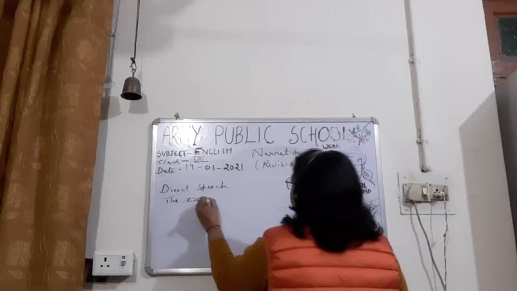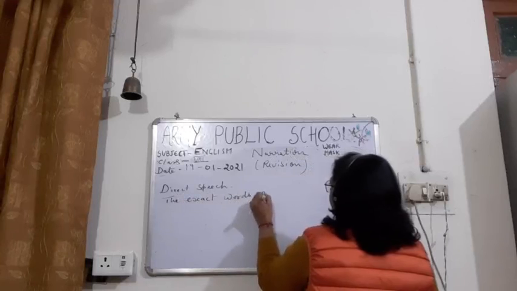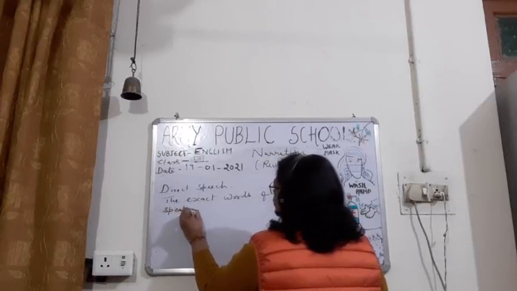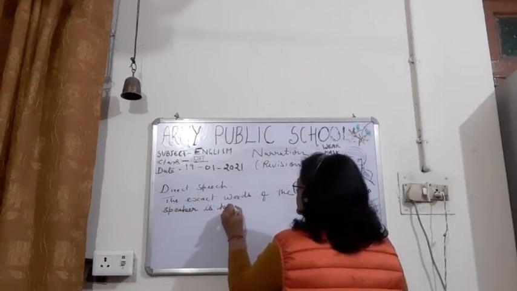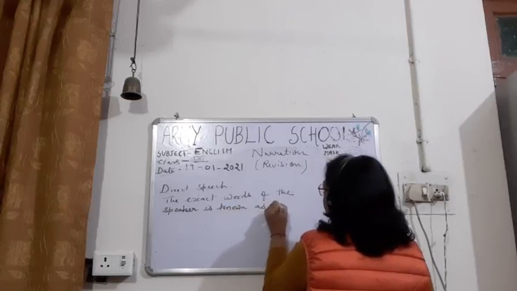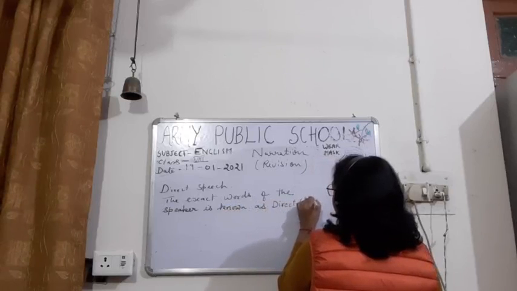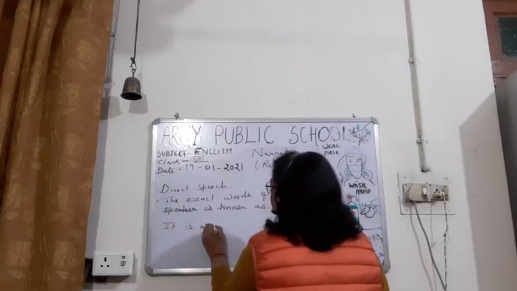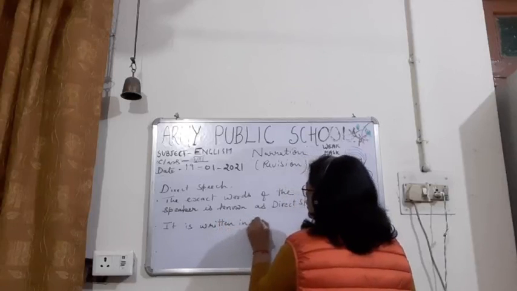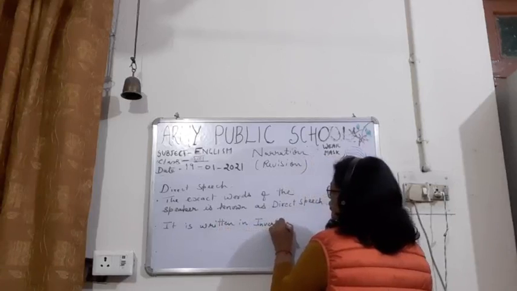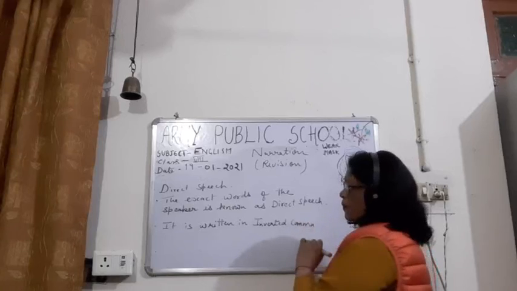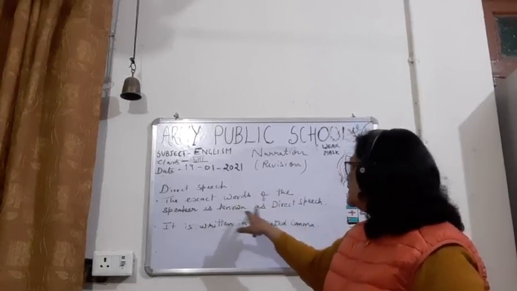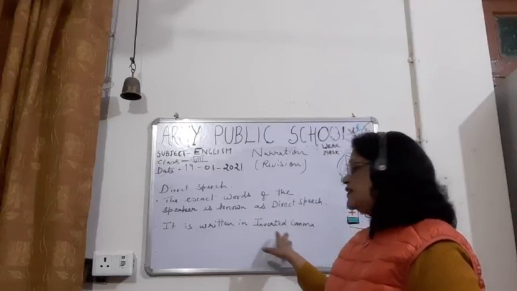The exact words of the speaker are known as direct speech. It is written in inverted commas. So the exact words of the speaker are known as direct speech, and it is written in the inverted commas.